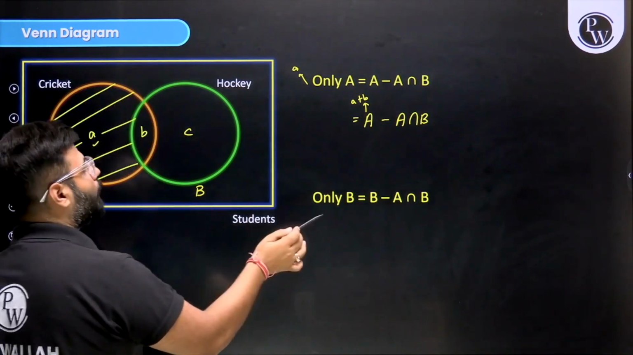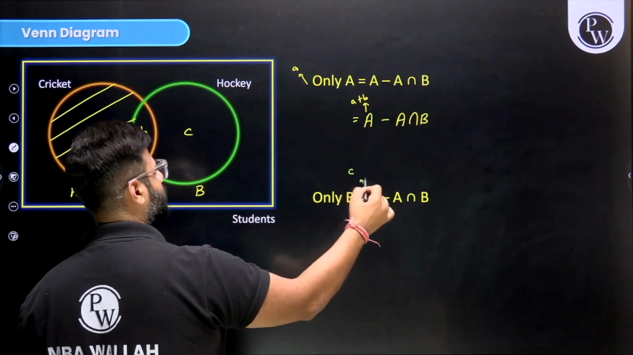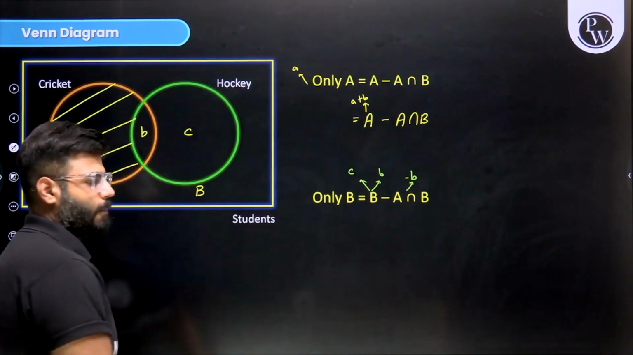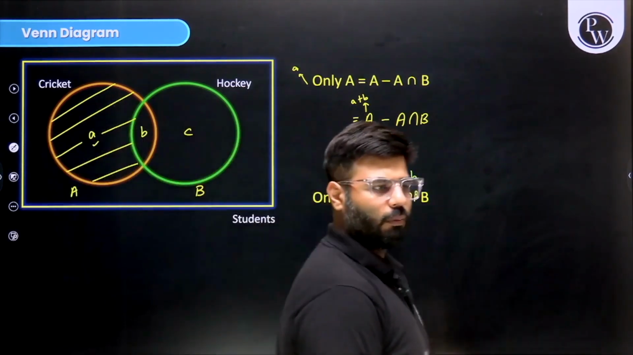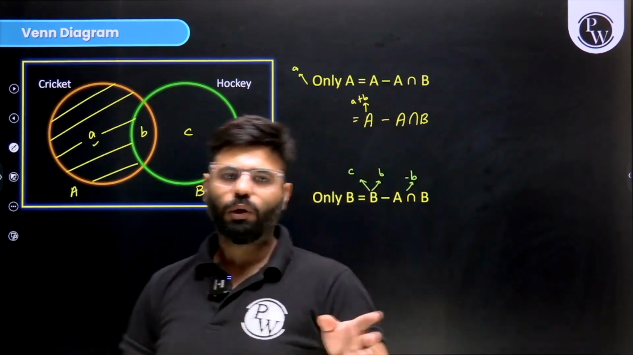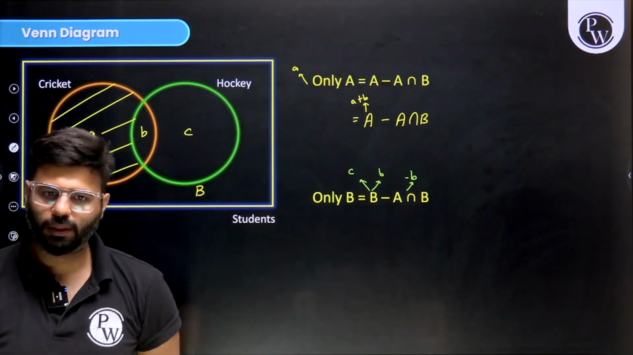Similarly, you can understand this part. If you want only the B region, you write B, and who comes along with B? C and B, and you subtract that, minus the intersection. Observe. So in that way you can remember the formulas. A union B is A plus B minus A intersection B. Only A is A minus A intersection B. Only B is B minus A intersection B.